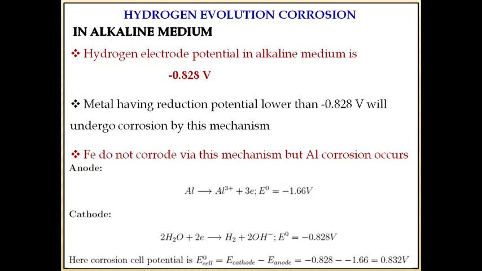Let's have a look at the case of aluminium. So this is the reduction potential of aluminium. It's minus 1.66, which is lower than this value, minus 0.828. So if you compare these two values, aluminium will be acting as the anode and it will be getting corroded.